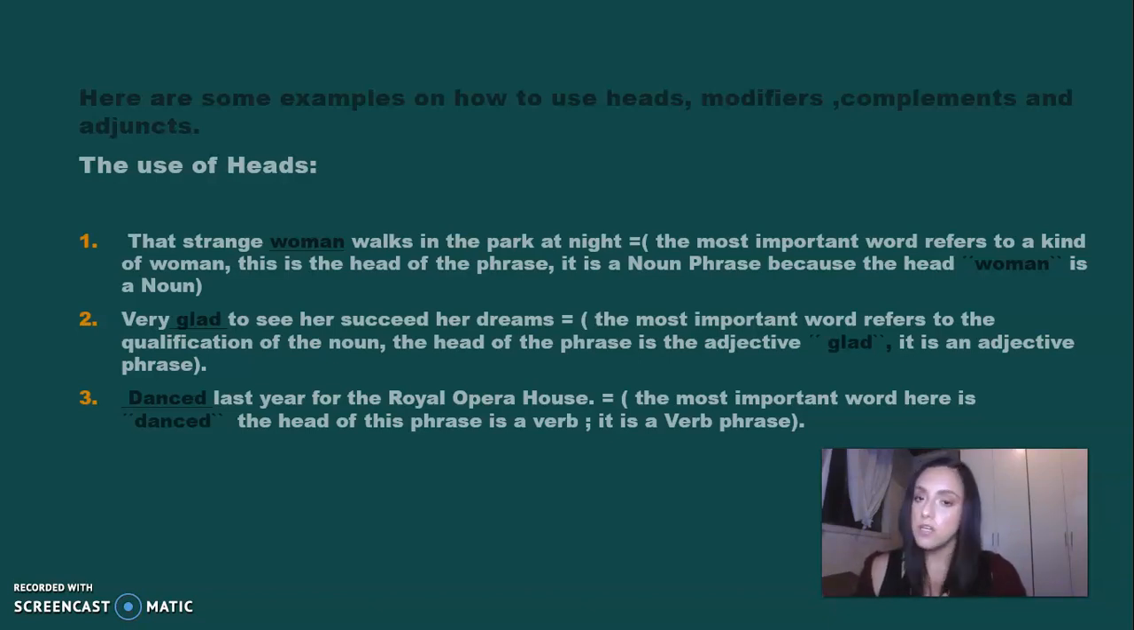"Very glad to see her succeed with her dreams." The most important word here is an adjective because it's the qualification of the noun. So the head of the phrase is an adjective, so it is an adjective phrase. Now, "Danced last year for the Royal Opera House." The most important word here is danced. The head of this phrase is a verb, so it is a verb phrase.